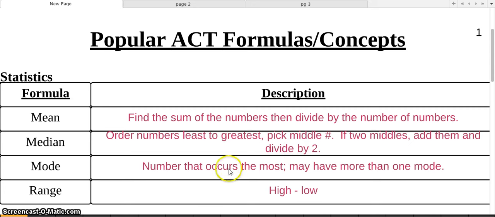If you have two middle numbers, you're going to add those two numbers together and divide by 2. So that's your median, and your mode is the number that occurs the most. And you may have more than one mode in the set, and that's fine. Or you may not have a mode at all. Maybe every number occurs just one time. So then you would write no mode. And last but not least is the range. The range of a set of numbers is the high number minus the low number.